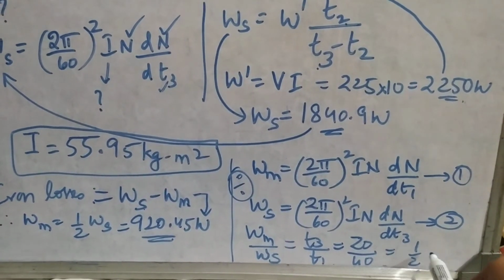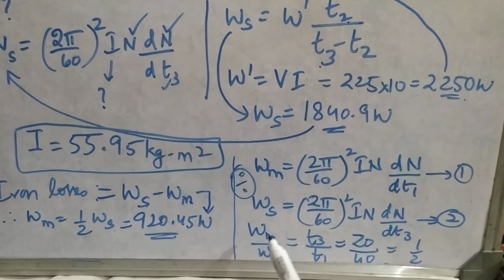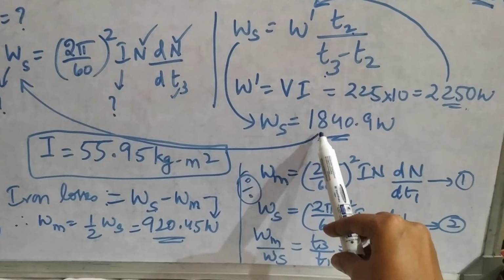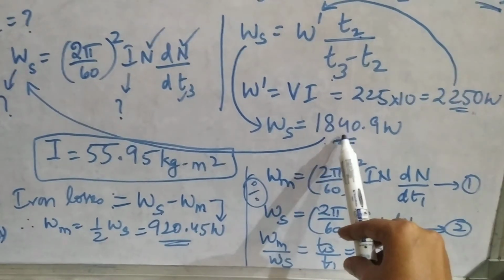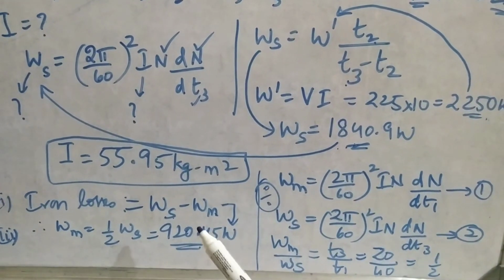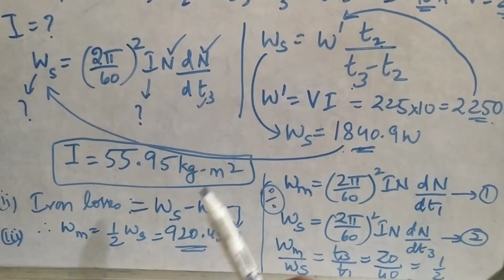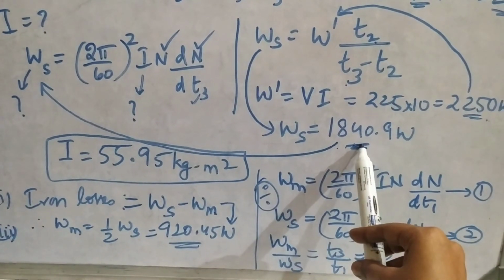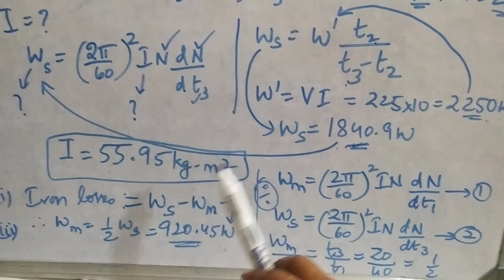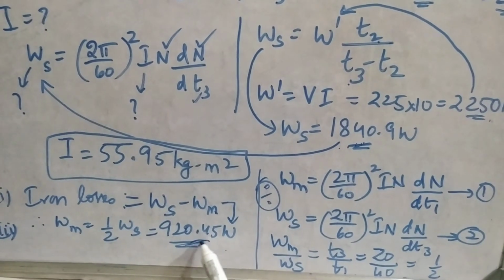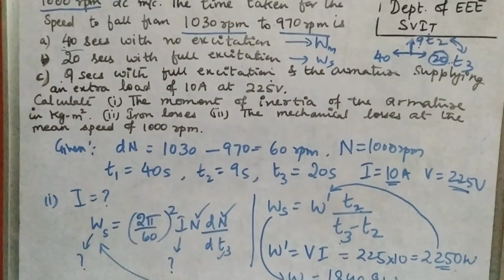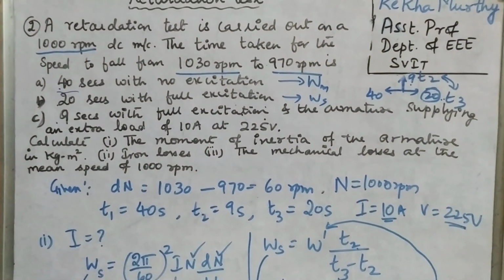When you solve this, we will get half. So Wm is equal to half of the stray loss. Whatever stray loss you have got here, make it half of it. We'll get the value as 920.45 watts. That will be the mechanical loss. Similarly for the iron loss, when you take the difference between 1840.9 and 920.45, again we get the same answer, 920.45 watts. This is how we have to solve the problem. So thank you for watching this video.